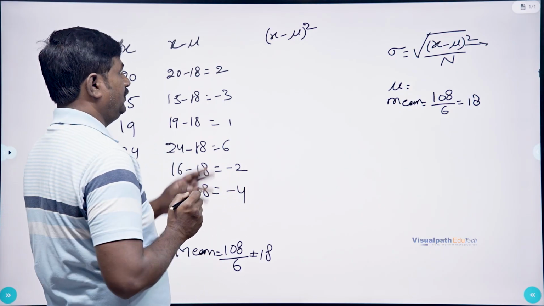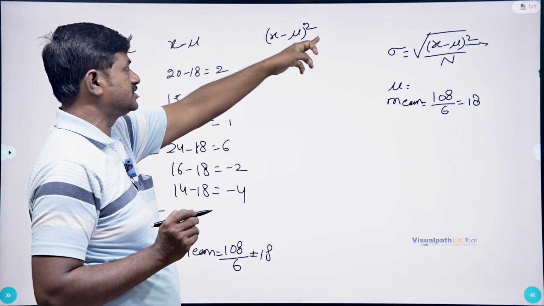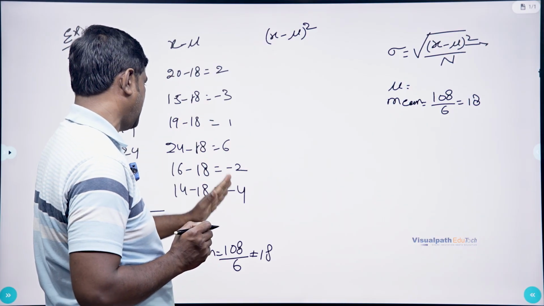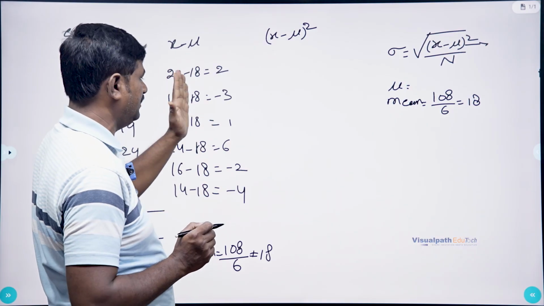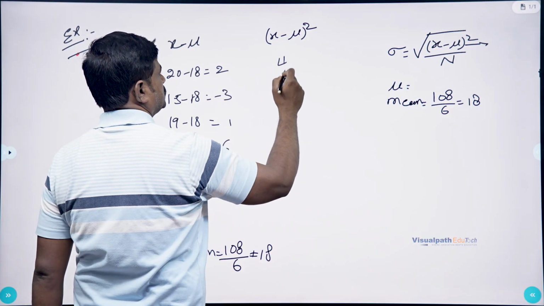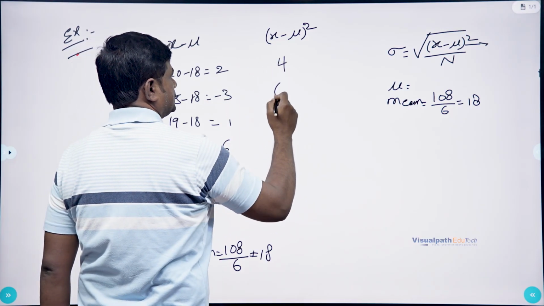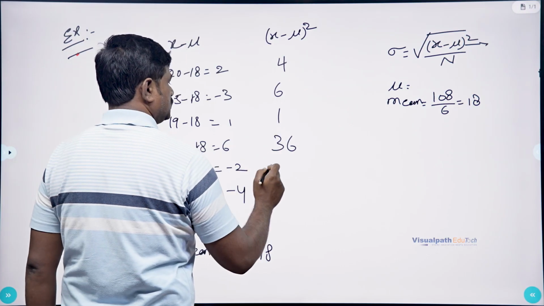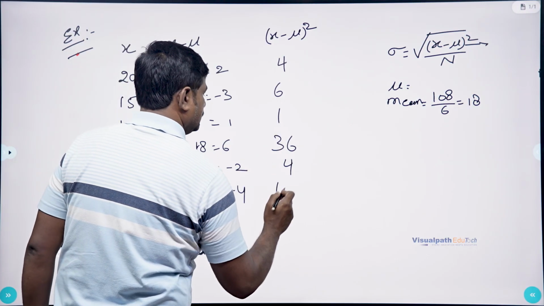Then what we have to do here? Then (x minus mu) whole square. So here we got the values 2, minus 3, 1, 6, minus 2, minus 4. Then we have to calculate the square of these items. That is 2 square equals 4, minus 3 square is 9, 1 square is 1, 6 square is 36, minus 2 square is 4, minus 4 square is 16.